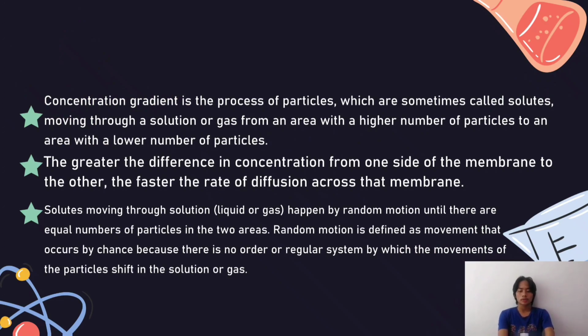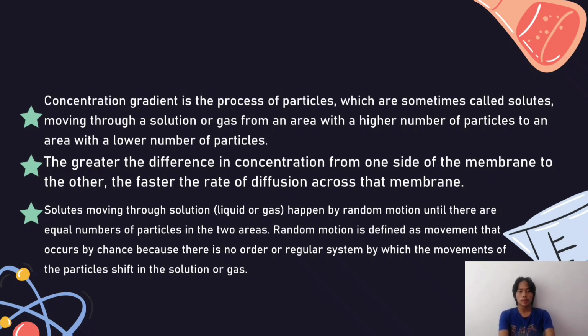Concentration gradient is the process of particles, which are sometimes called solutes, moving through a solution or gas from an area with a higher number of particles to an area with a lower number of particles. The greater the difference in concentration from one side of the membrane to the other, the faster the rate of diffusion across that membrane. Think of it as an intersection which has one side filling up with traffic and the other not so much. Which lane will the traffic guard focus on more? Essentially, the guard will focus more on the area which has much more traffic to let it pass through, rather than the other side which has less traffic.